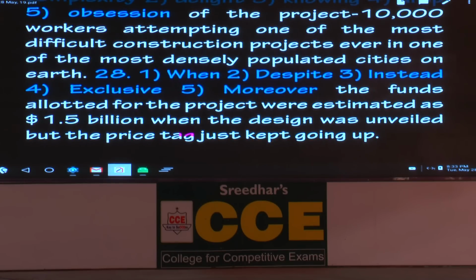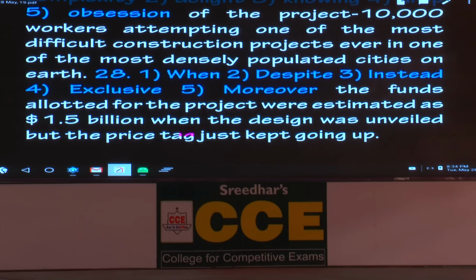You have to start with a word. The funds allotted for the project were estimated as $1.5 billion when the design was unveiled, meaning made public. But the price tag just kept going up. Generally, this happens with projects. When they announce the project, they say 100 crores. Over a period of time, things get delayed, and finally they get to the ground level, they start the actual work. The project cost shoots up to 200 or 300. It's a common thing, not only in the East, but also in the West.